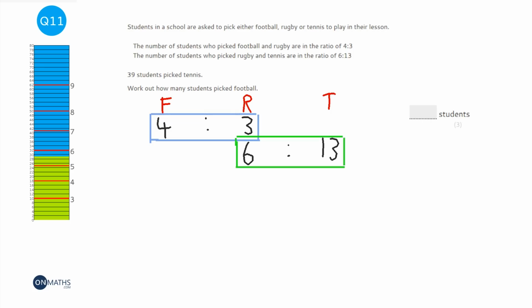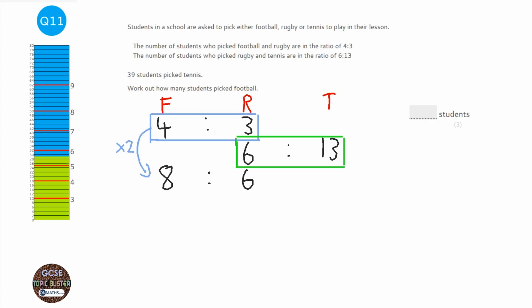What I'd like to be able to do is put the two together and make just one ratio. So if you notice from the one I've put a blue rectangle around, we've got the rugby as 3 parts of that, but in the green one the rugby is 6 parts of that. So what if I times both of these by 2? If I times both of them by 2, I get 8 to 6, and that actually matches the other ratio.